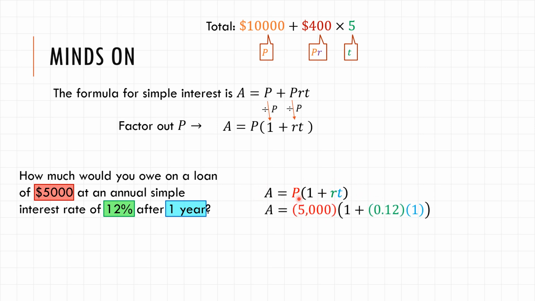And so if I take these variables and I plug them in to my formula, I would get 5,000 times 1 plus 0.12, that's 12% as a decimal, just divided by 100, times t, which is just 1 year. So let's see what this turns out to. What is 0.12 times 1? Well, that's just 0.12. Plus 1 would be 1.12. And if I multiply that by 5,000, I get 5,600. So this is the amount that I would owe on a loan after 1 year if I borrowed $5,000 at 12%.